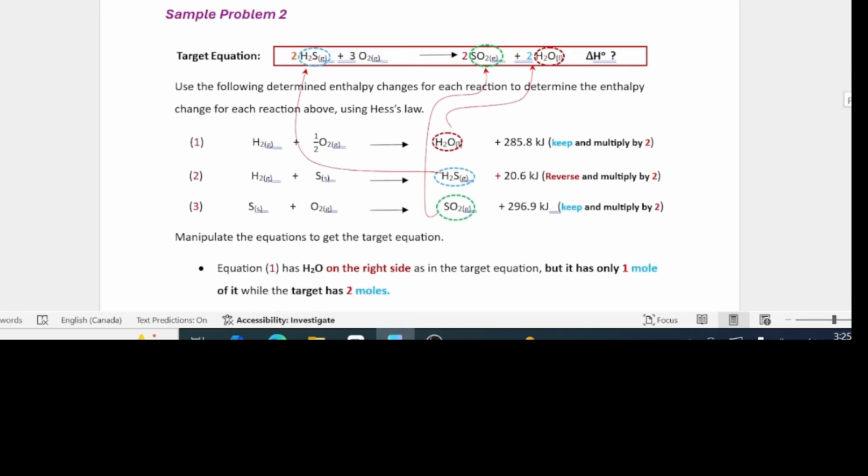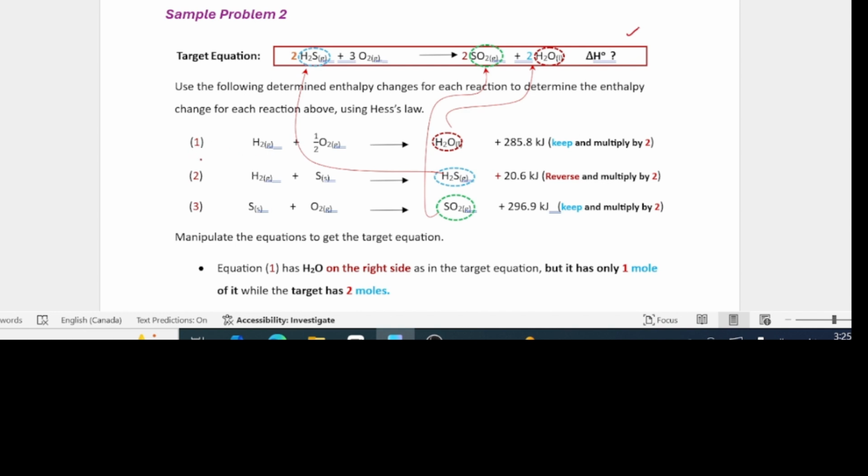Another sample problem is this one here. We are having hydrogen sulfide being burnt in oxygen to give you sulfur dioxide and water, and we are required to find the standard enthalpy change for that reaction.